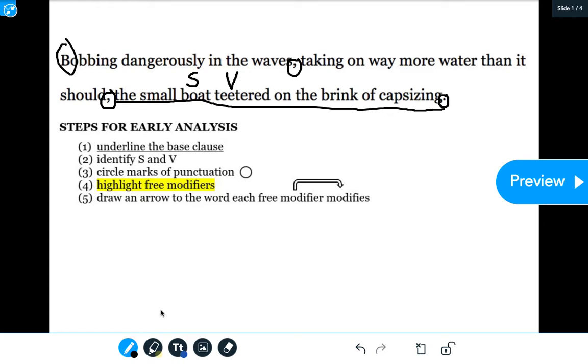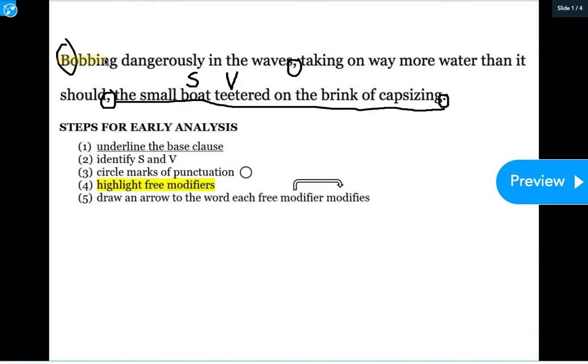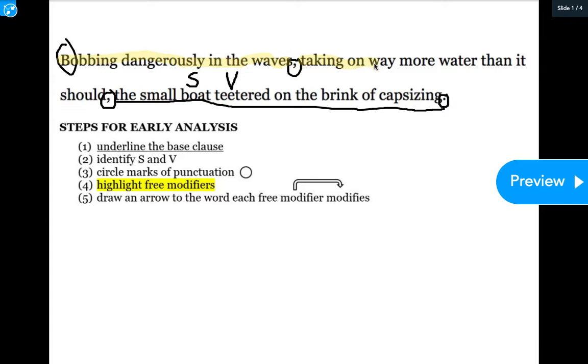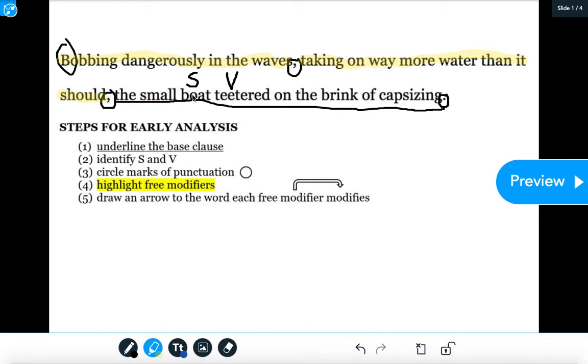That's step 3. Step 4 is highlighting the free modifiers. These are the free modifiers. I almost don't necessarily need to do the it could be true that test now, because I think to myself, like, oh, what is it that's bobbing dangerously in the water? And it's the boat. We are modifying the original vision of this small boat, and now there's this small boat teetering on in these waves, and that's a different vision than the original just plain old small boat. A boat that's taking on way more water than it should is a modified version of the original small boat.